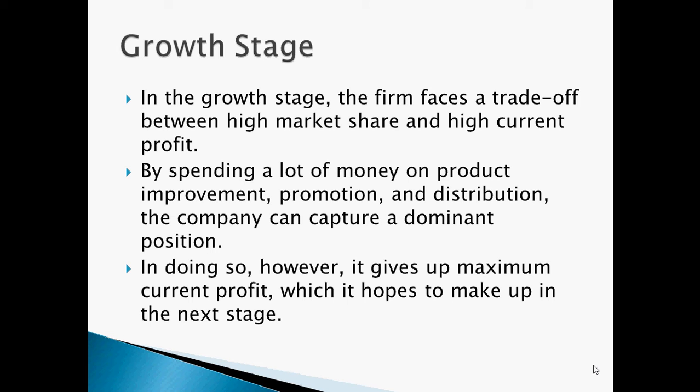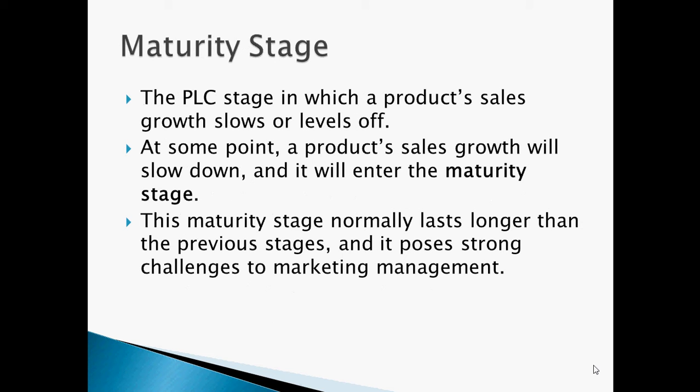By spending a lot of money on product improvement, promotion, and distribution, the company can capture a dominant position. In this, however, it gives up maximum current profit, which it hopes to make up in the next stage, which is what? Maturity stage. The PLC stage in the maturity stage is the product life cycle stage in which a product's sales growth slows or levels off.